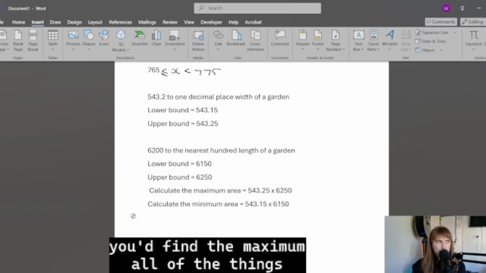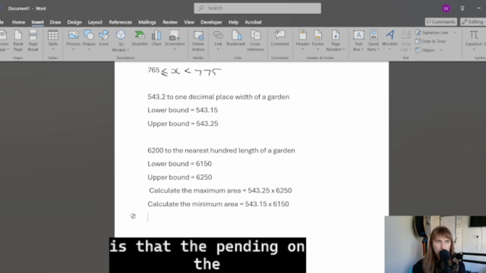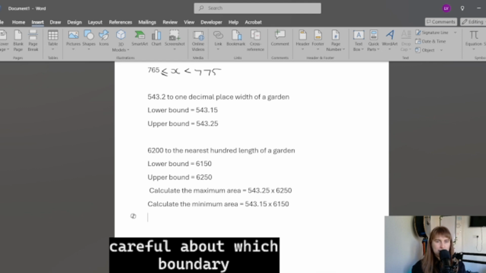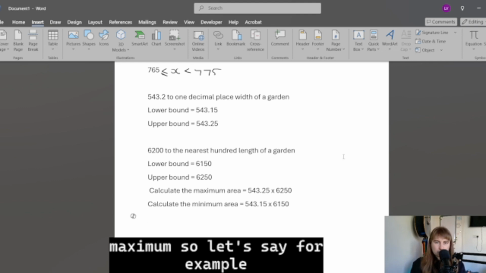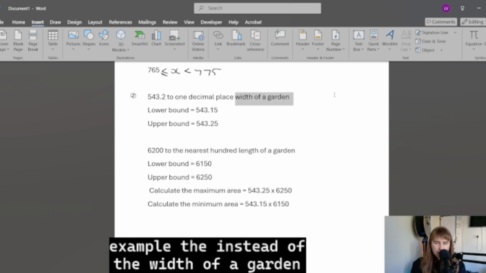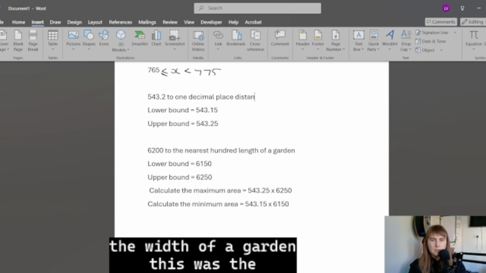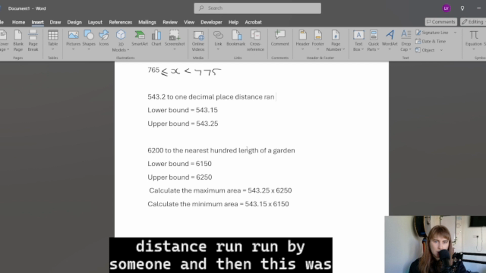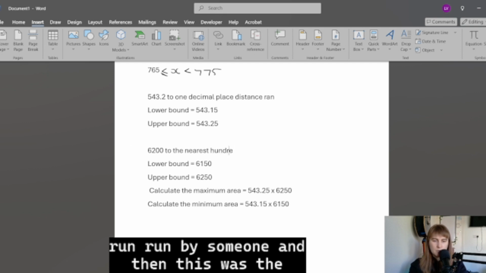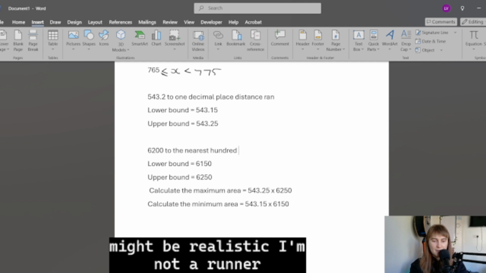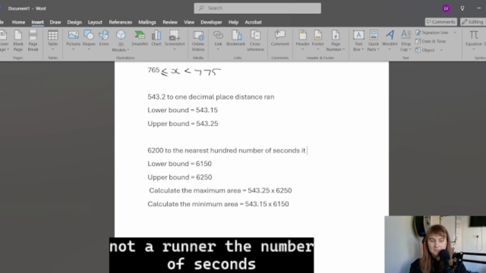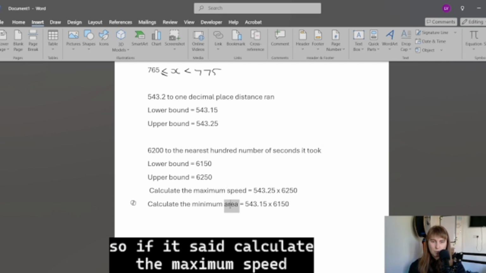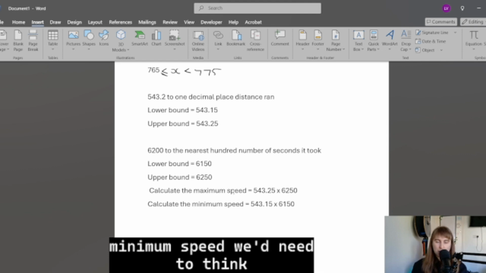One other thing to note is that depending on the scenario in the question, if a division is involved, you need to be careful about which bound you're using to get the maximum and minimum. So let's say, for example, that instead of the width of a garden, this was the distance ran by someone, and then this was, this might not be realistic, I'm not a runner, the number of seconds it took. Okay, so if it said calculate the maximum speed or the minimum speed, we'd need to think about which bounds would give us the biggest number.